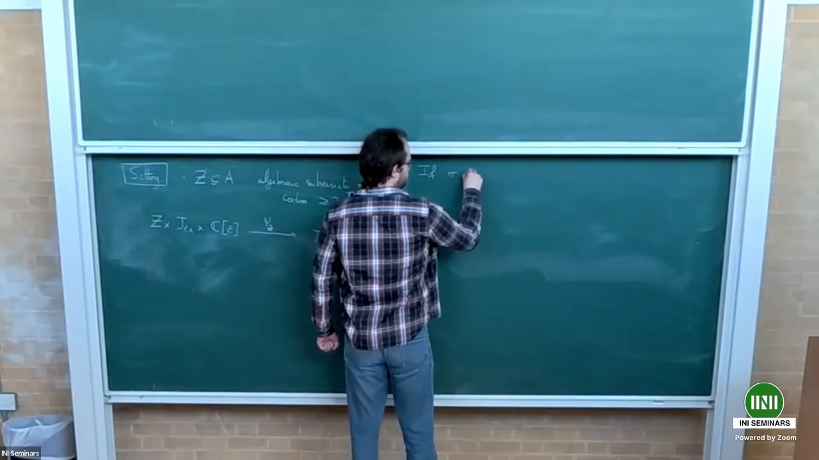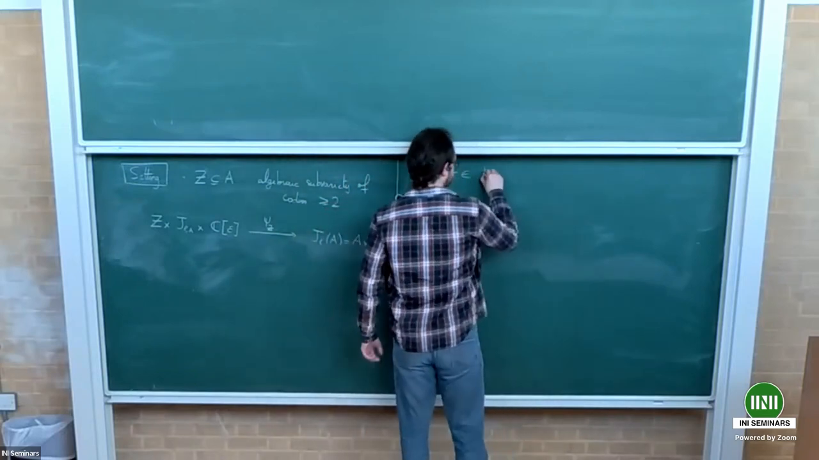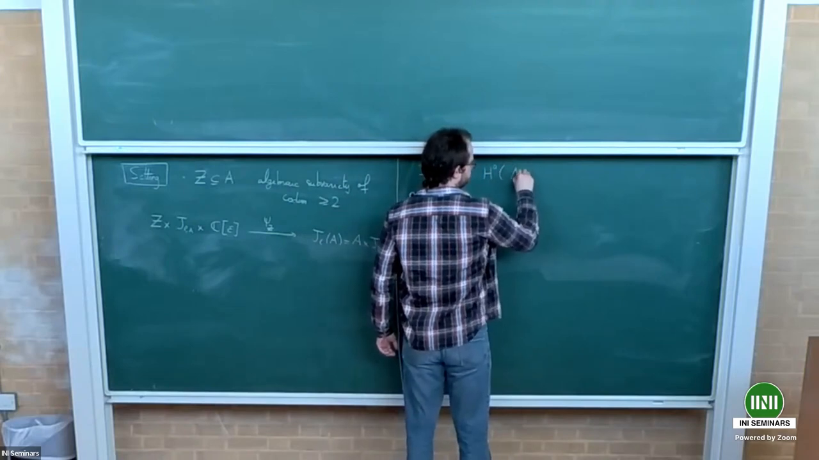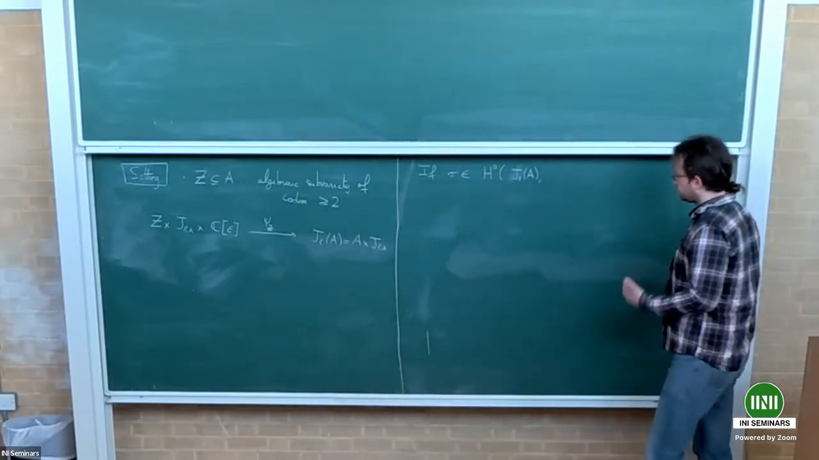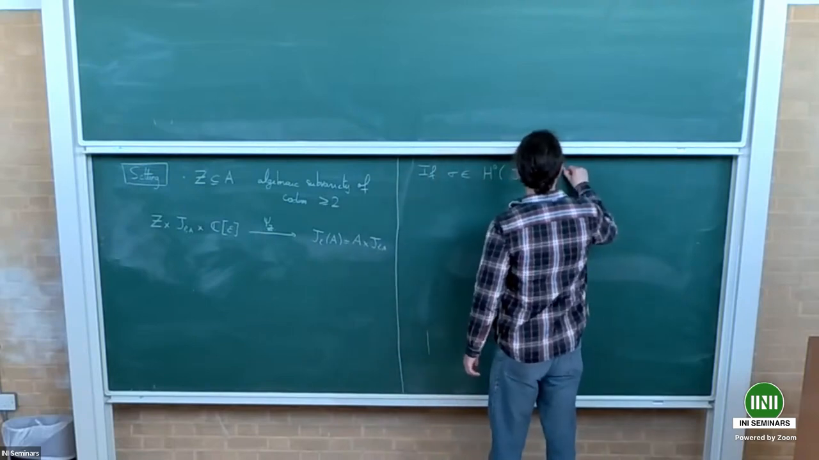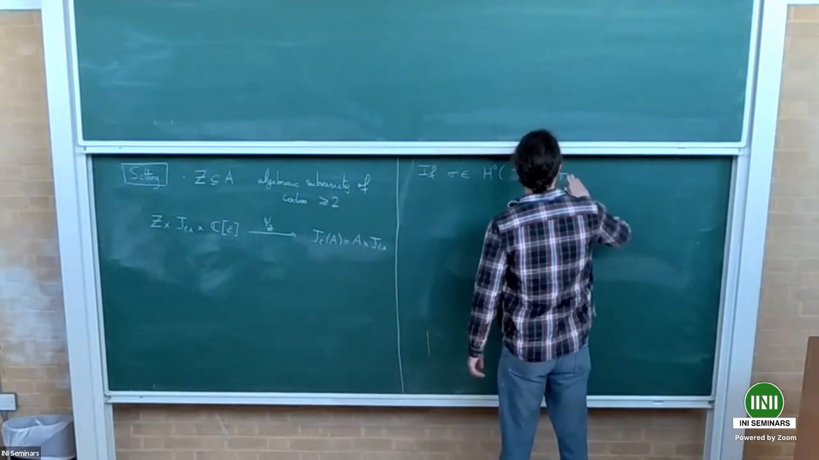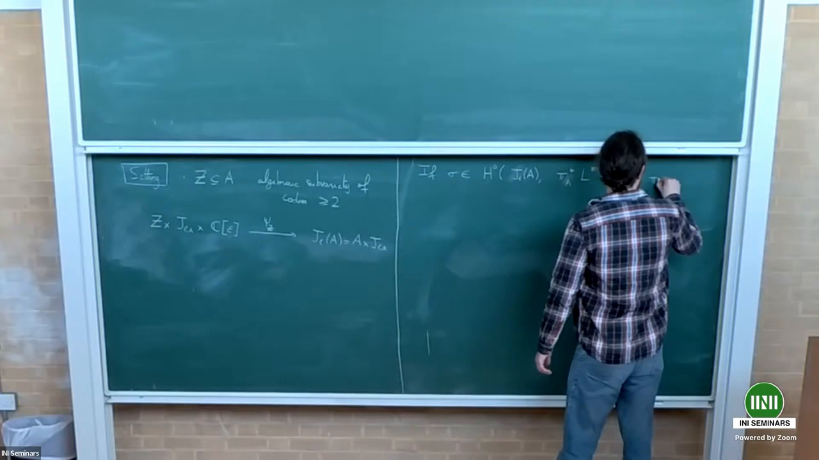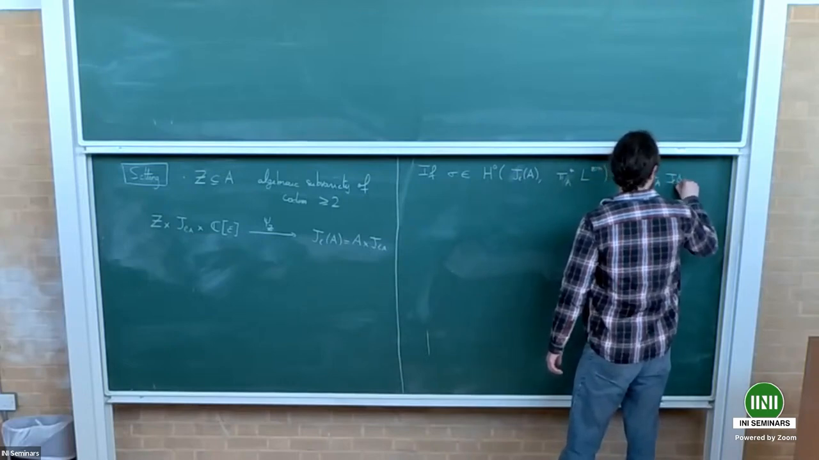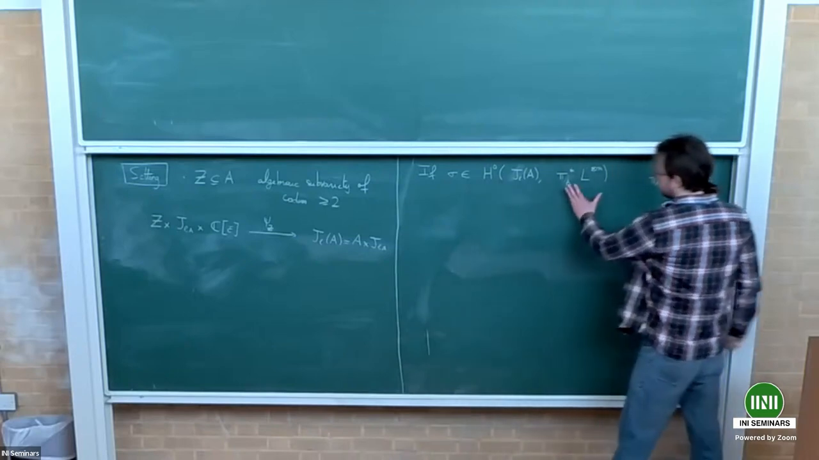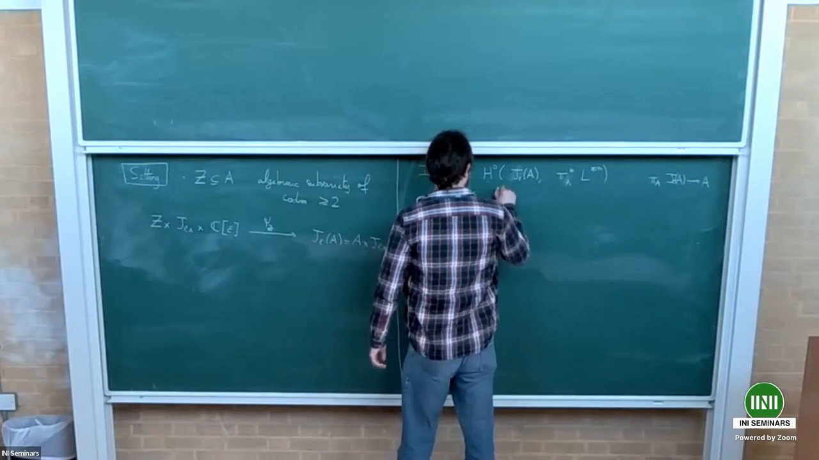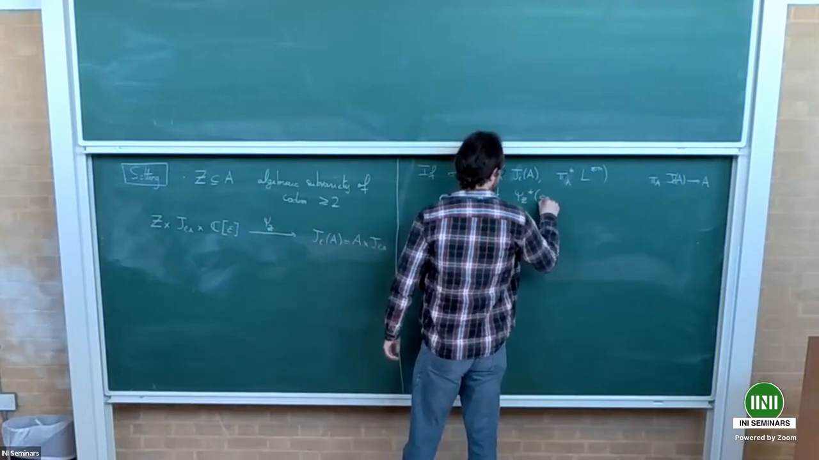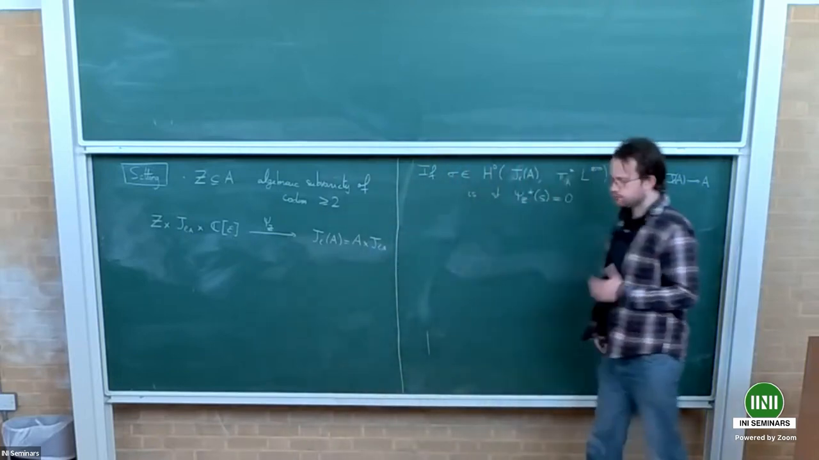If I take a section on that space, an algebraic section of some power of an ample line bundle on A, say pulled back from the base A by the projection. So if I take a section like that, that vanishes along the image of psi Z, meaning that if I pull it back by psi Z, I get zero. Then we have the following.